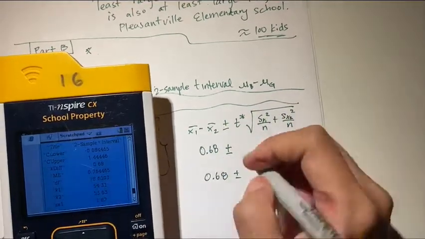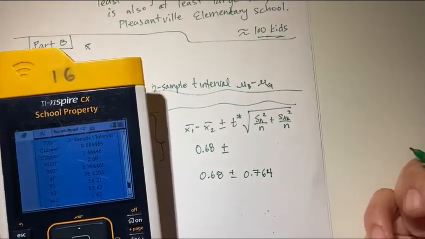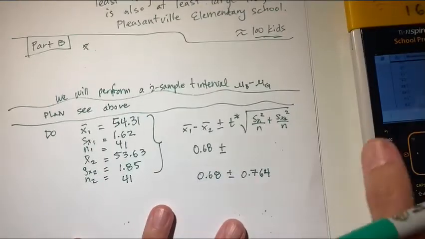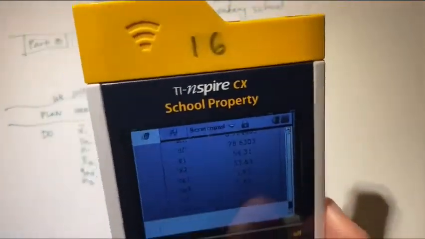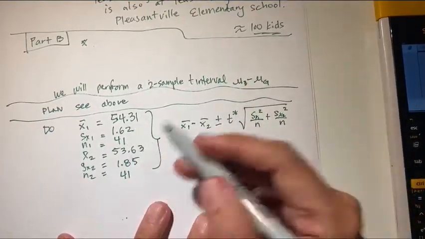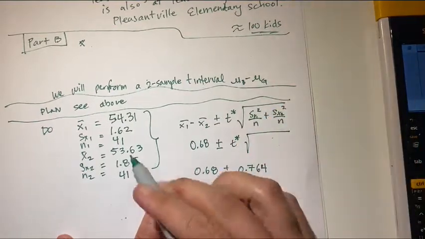I get 0.764. All right, so what are the numbers? I don't really have my t star value because when you're doing it, it's combining these two numbers. So you can kind of leave it there. But you have these numbers. You can plug those in.